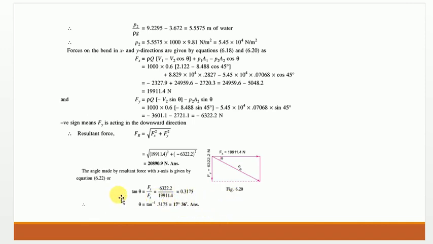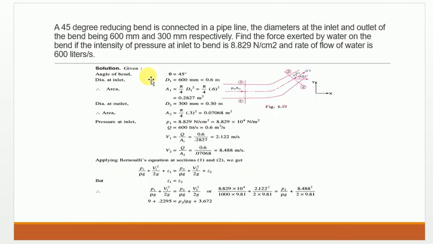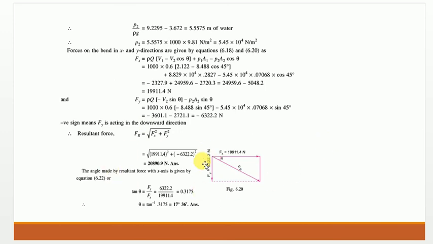So that's it. Here the total force that is being exerted by the water on the bend is this value. Thank you very much, guys. Hope you have got a few basic ideas on the momentum equation. Thank you.